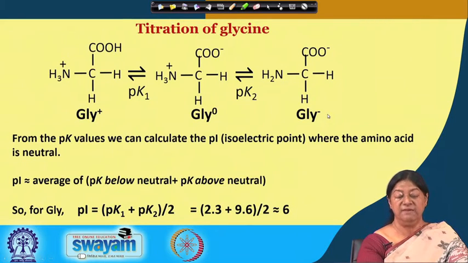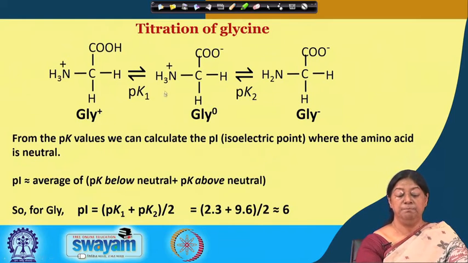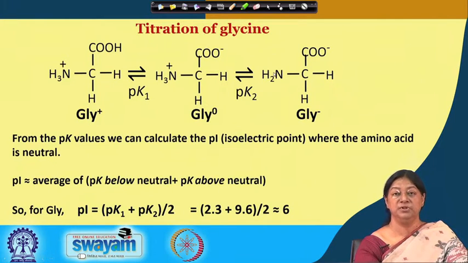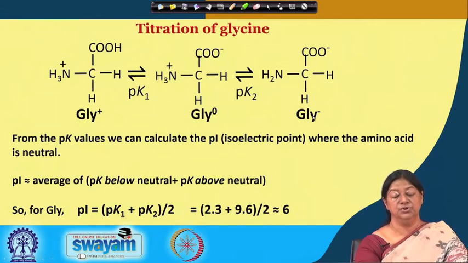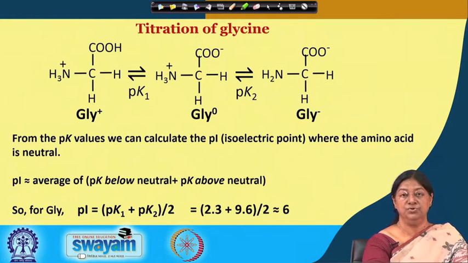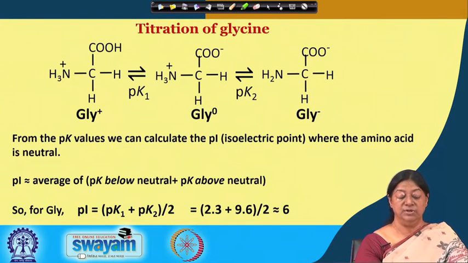Now, the pKa values that render the amino acid charge from +1 to 0 to -1, responsible for the changeover from plus to 0 to -1, the average of those pKa values determines the Pi of the amino acid. For example, for glycine, the Pi is going to be the average of the pKa below neutral and the pKa above neutral. So, 0 is neutral, the pKa below neutral, the pKa above neutral, the average of these is what is going to give you the Pi.